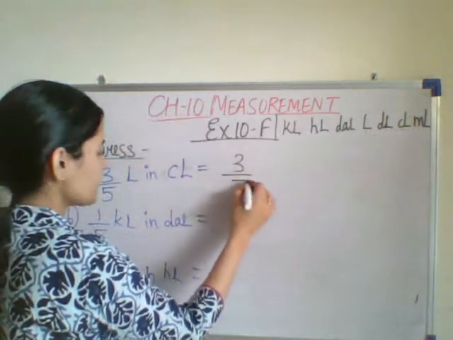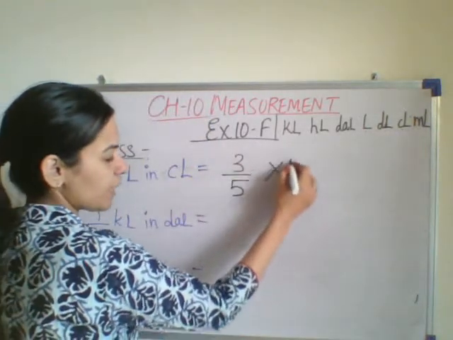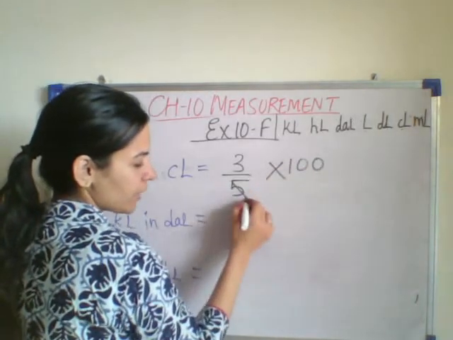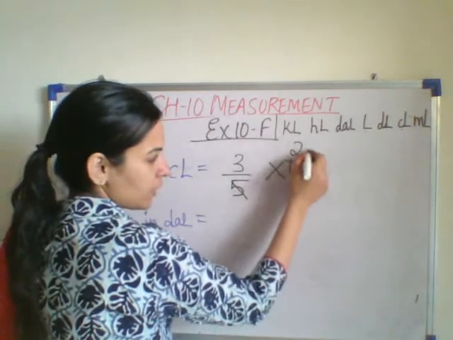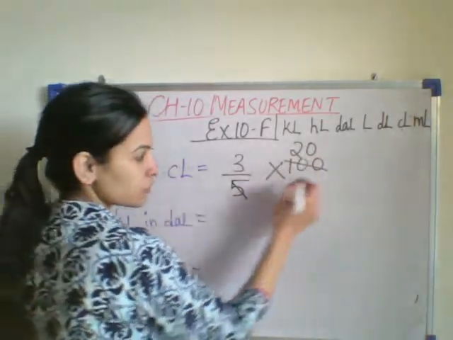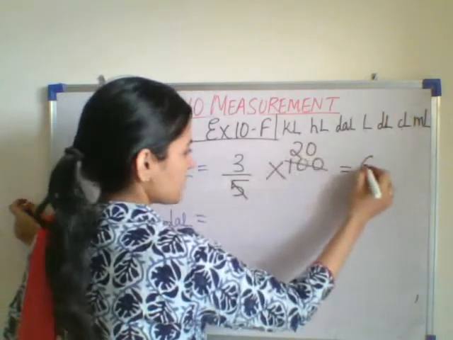So I will be writing this 3/5 multiplied by 100. 5 twos are 10, 5 zeros are 0. So 3 multiplied by 20 is 60.